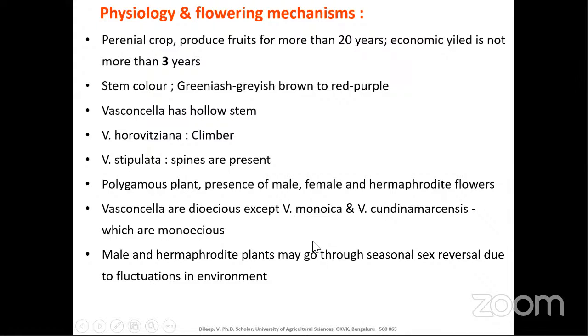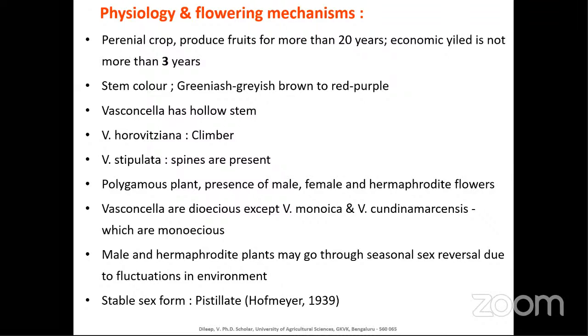This is one of the important things. What are the conditions that favor maleness or femaleness? Those things have to be remembered. The stable sex form is pistillate. So pistillate trees, that is female trees, will not change even with extremes in environmental changes, but males and also hermaphrodites will change the sex of the plants accordingly when there is a favorable environmental condition. We will see what happens.